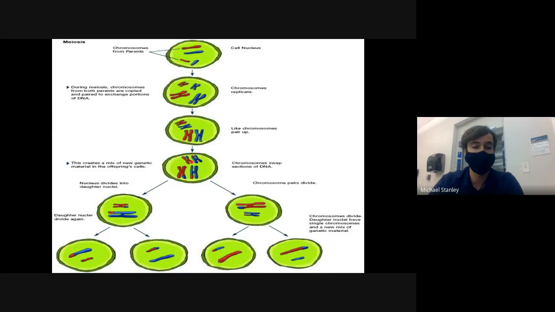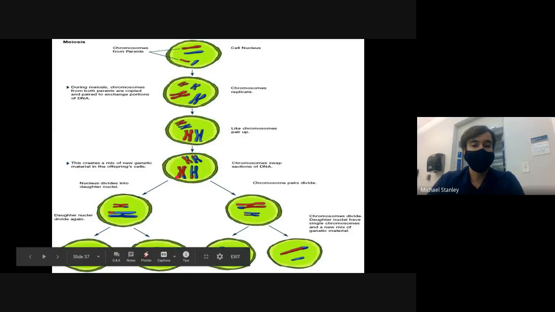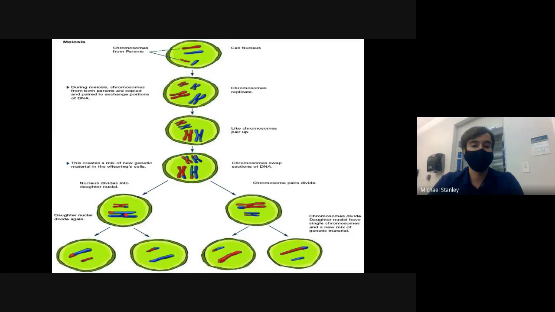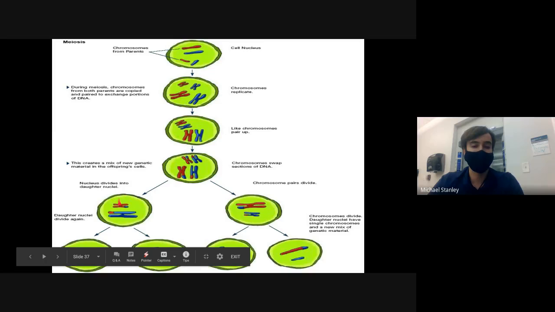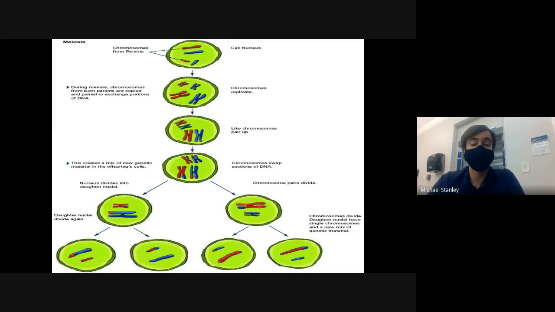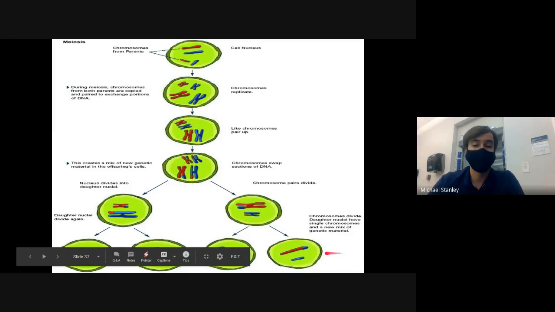So you can see now we have a little bit of blue on this red chromosome and a little bit of red on this blue chromosome. We go through a split. So just like before, we have a pair of big chromosomes and a pair of little chromosomes on each side. But then the big change is when we go through this second split down here.